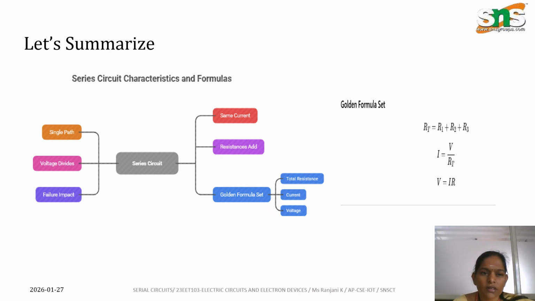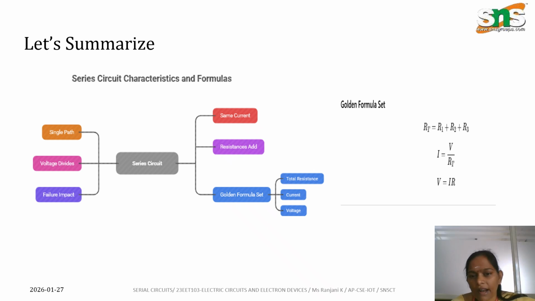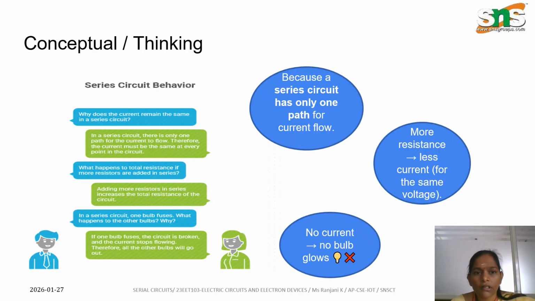And let us summarize the series circuit characteristics and its formulas. So the series circuit has a single path, and it acts as a voltage divider, and it has a failure impact, and the same current passes through the entire circuit, and the total resistance is equal to the summation of all the resistances. You have to remember three formulas for the series circuit. For calculating the total resistance, that is R1 plus R2 plus R3, the summation of resistances. For current, it is equal to V by R, and for voltage, it is equal to I into R. I hope you understand the topic of series circuit.